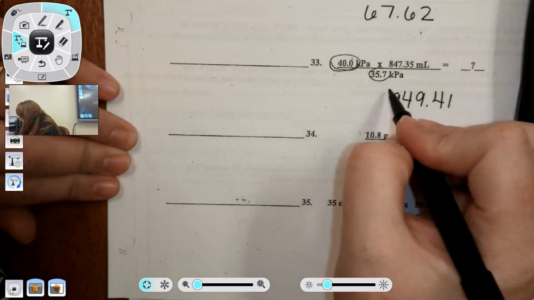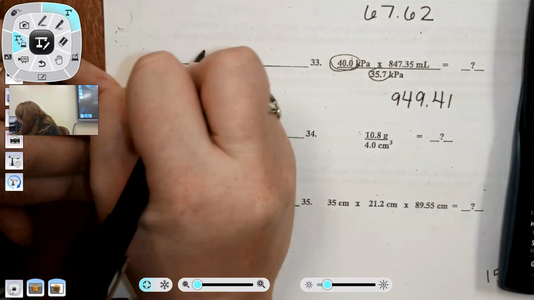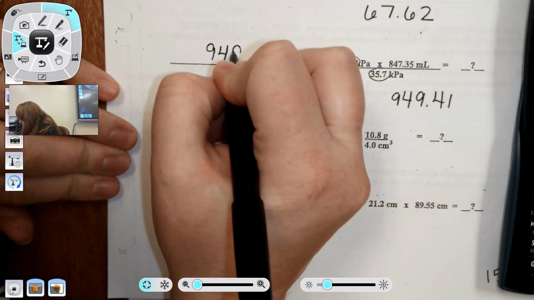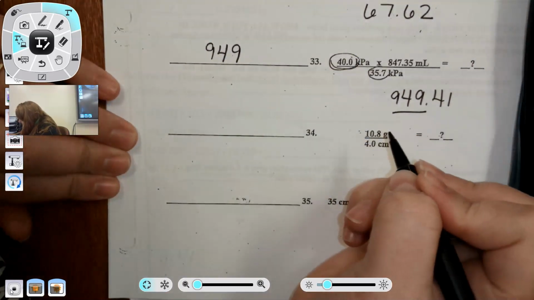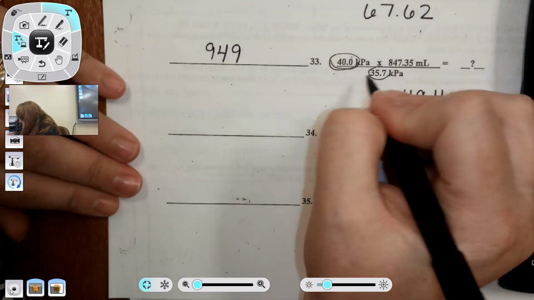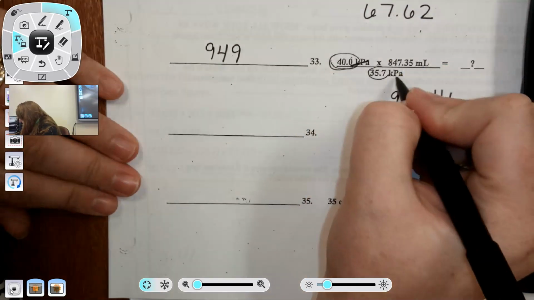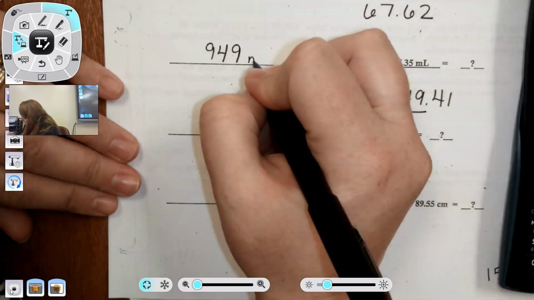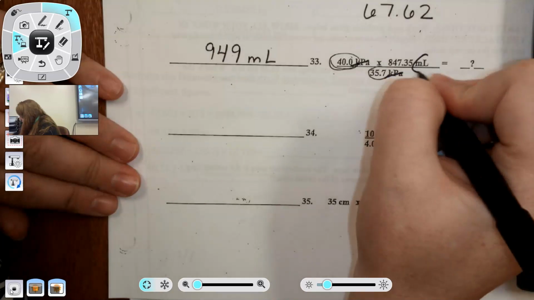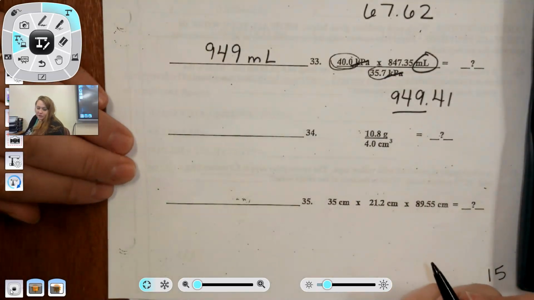So my answer can only have 3 sig figs in it. So it's going to be 949. We look at the first 3. And now we have to figure out the units of my answer. That kilopascal cancels with that one, so my answer is going to be milliliters, because that's what I'm left with. This must have been a conversion or something.